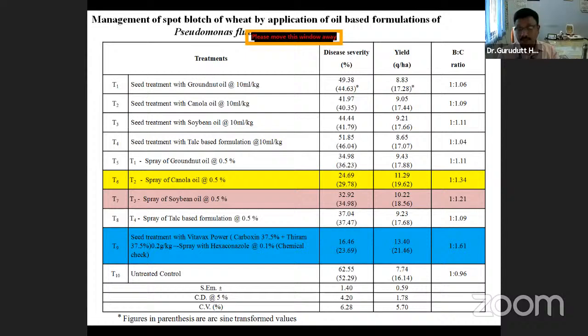Chemicals, as I mentioned, are there. But again, we should have alternate options because now it is going to be an organic era, and every state has its own policies to implement organic farming, so we should have the alternative. We should give a bunch of options to the farmers on how best we can manage the disease organically by using these biopesticides. This is a graphical representation.